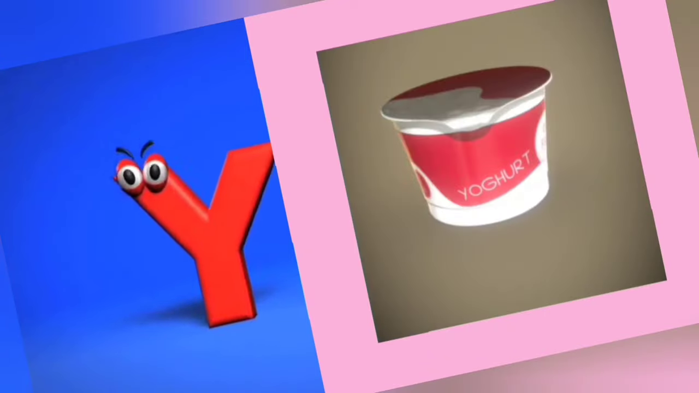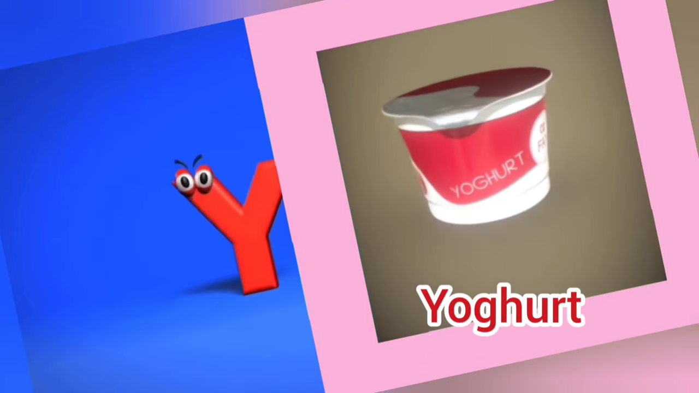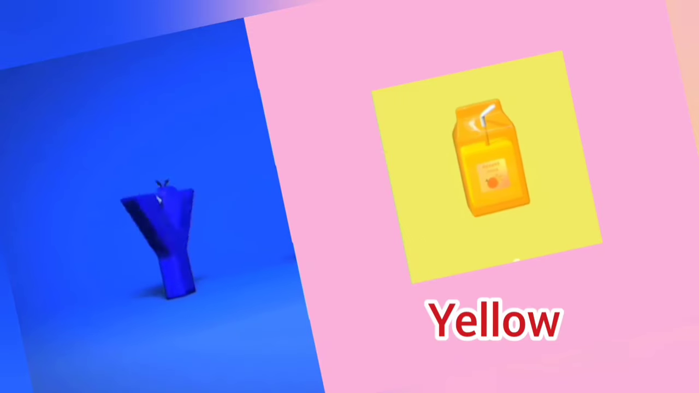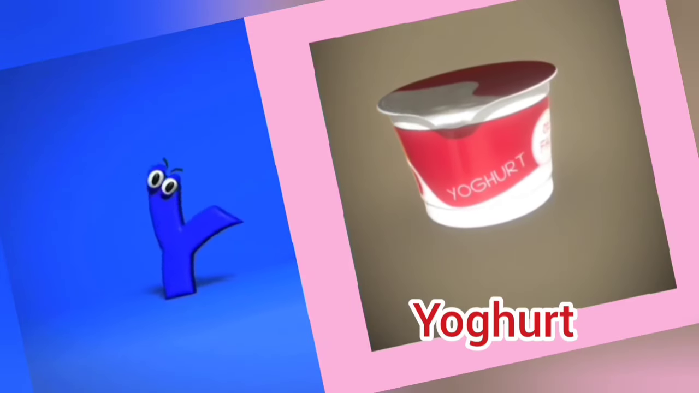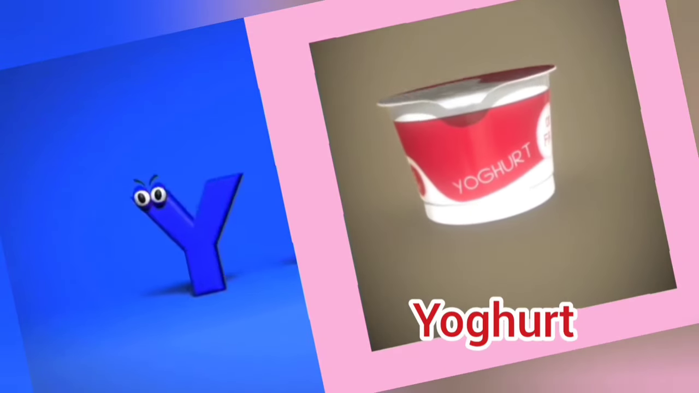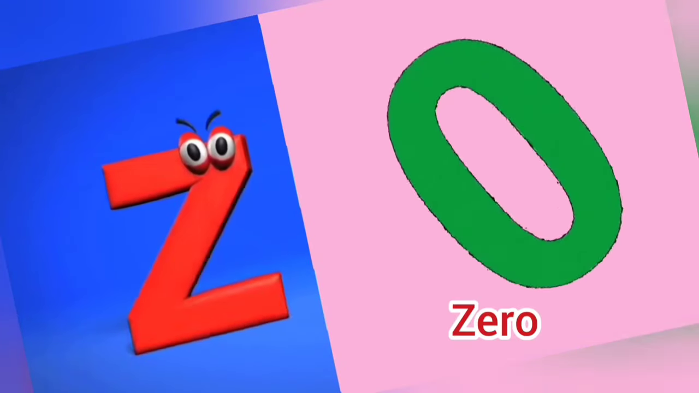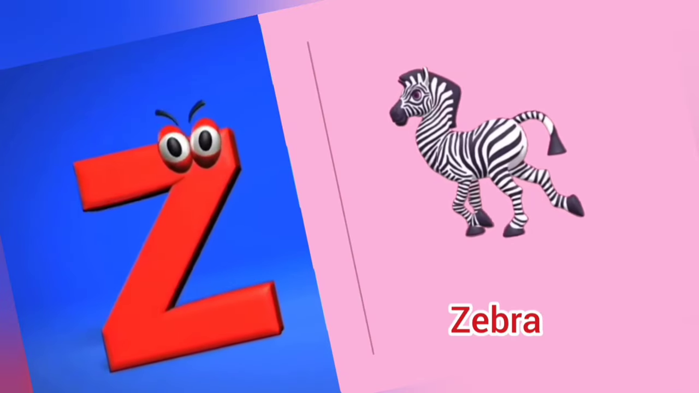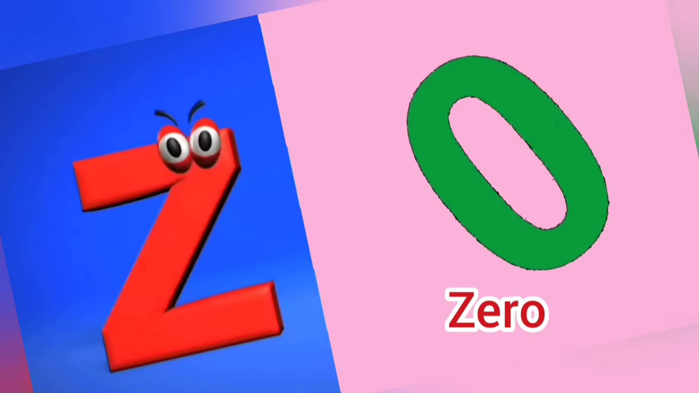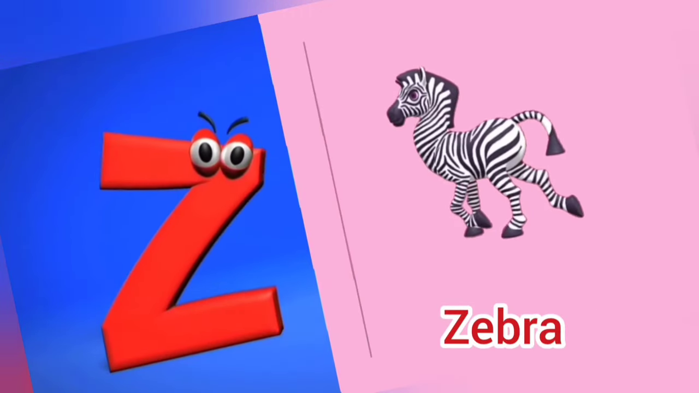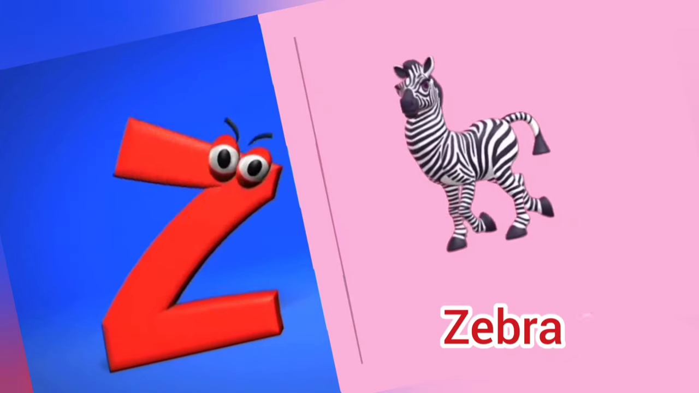Y is for yellow. Yellow. Y is for yogurt. Yogurt. Z is for zero. Zero. Z is for zebra. Zebra.